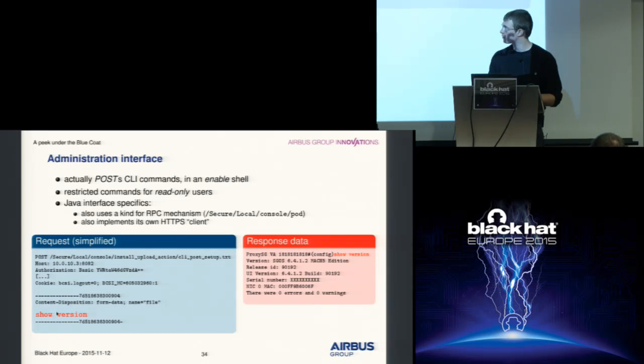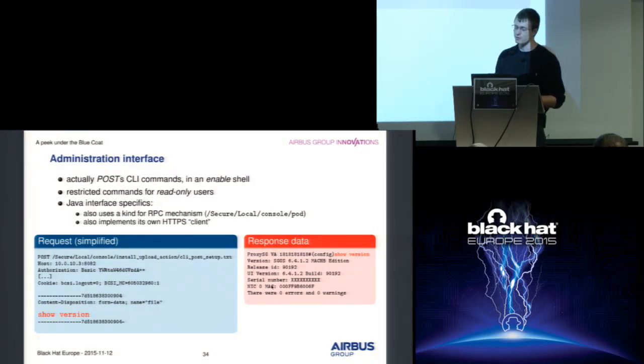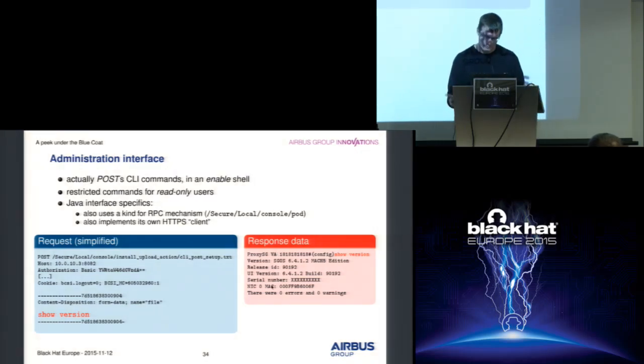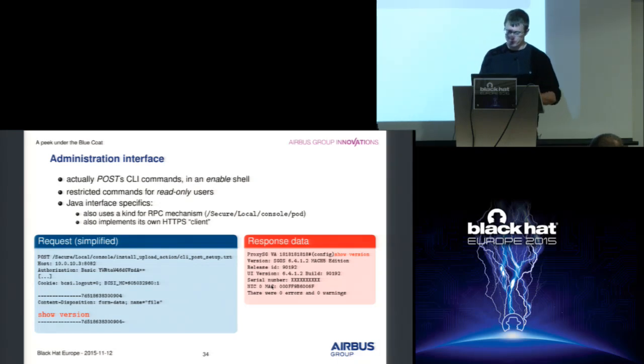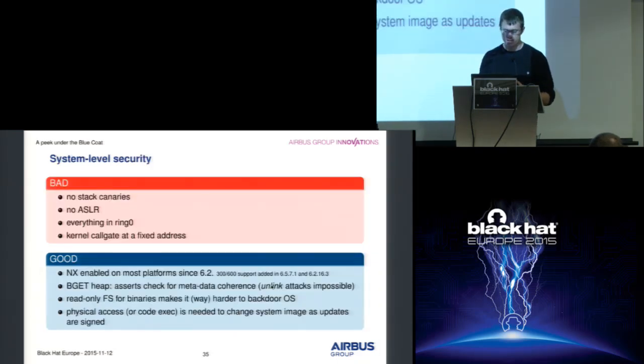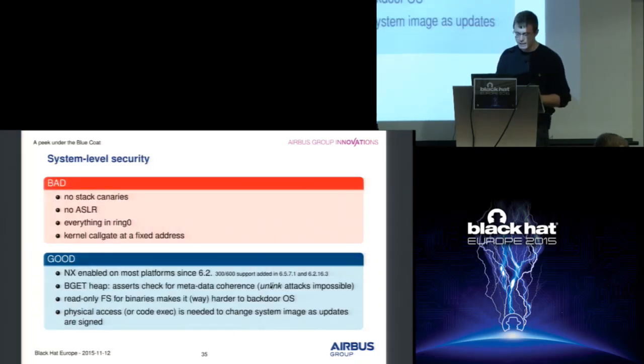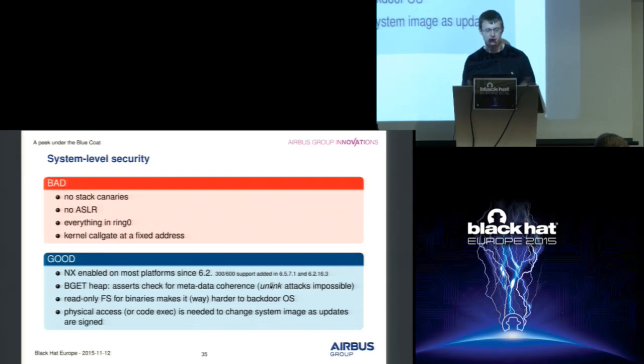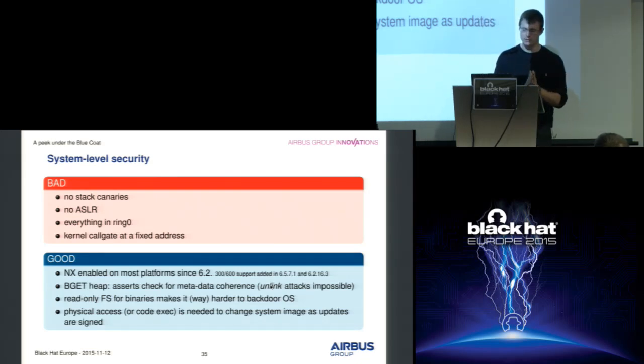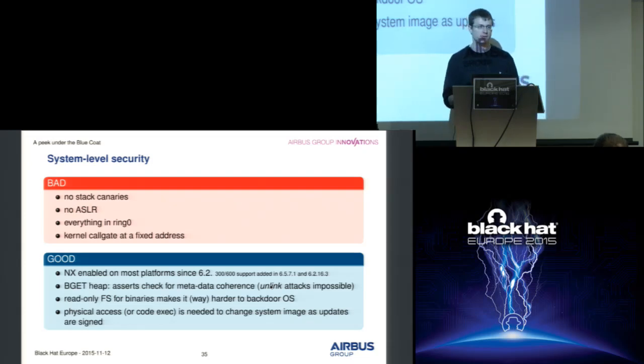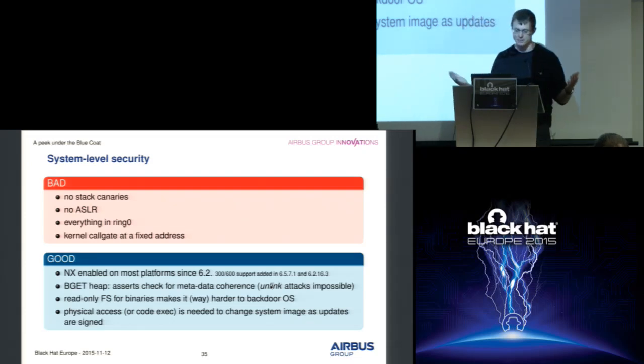You have the show version command, and then you have the reply there. You don't even have the proxy SG prompt, and you get the command and the result, which is parsed. So interesting. If we want to summarize the system level security, well, some bad things first. The code is compiled with GCC, but they didn't enable the stack protector, so no stack canaries. If you have a stack buffer overflow, game over.